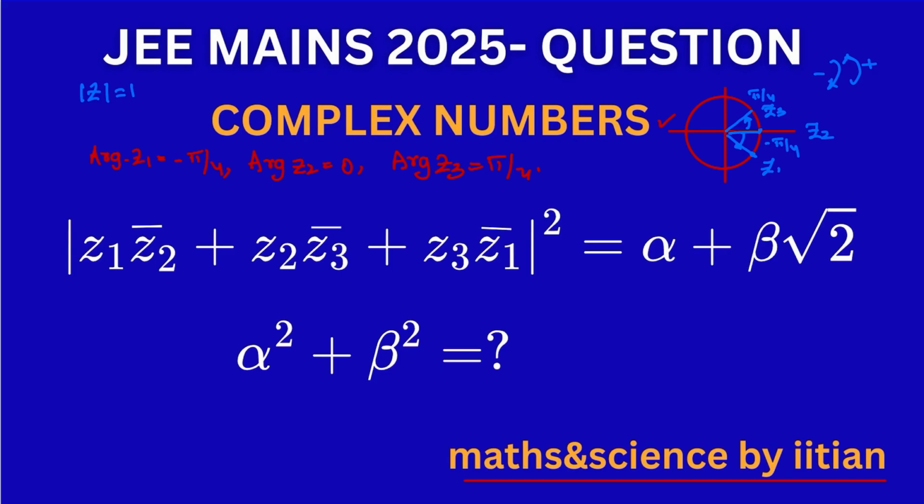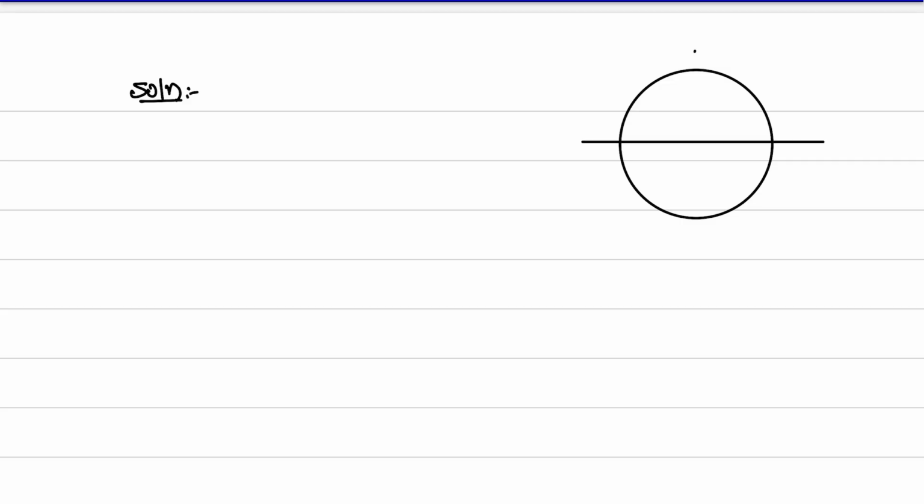Then what does he want? z1 into conjugate of z2 plus z2 into conjugate of z3 plus z3 into conjugate of z1, modulus whole square, is equal to, we have to represent it in the form alpha plus beta square root of 2. Okay. Now, let's go into the details of the problem. Let us solve. It may look complicated, but when you see, we are able to analyze it very easily. Either you visualize the circle in the mind, or you draw the circle if you have time.